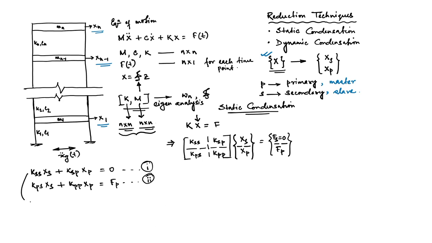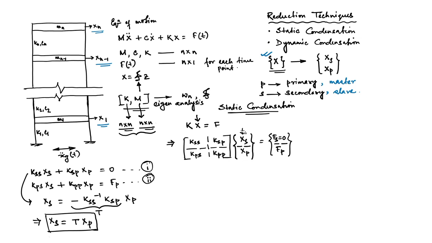Obviously, this first equation tells us that XS is equal to what? Minus KSS inverse KSP times XP. Now, if you consider this coefficient matrix as capital T, so what we get? XS is equal to some transformation acting on XP, and this is an important relation. You see, what we can do? We can express all secondary generalized coordinates in terms of primary generalized coordinates, and that is precisely what is done here.